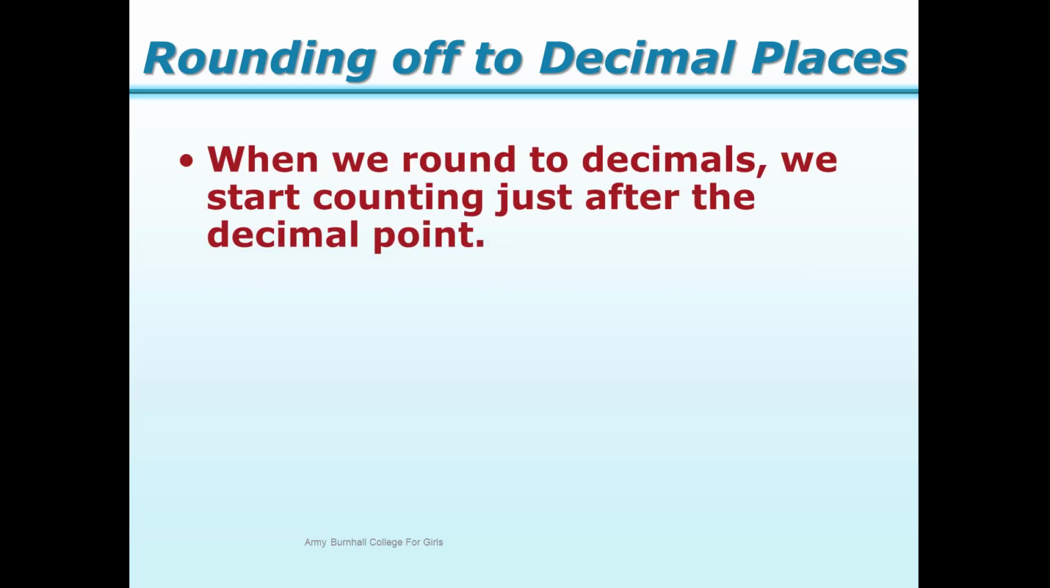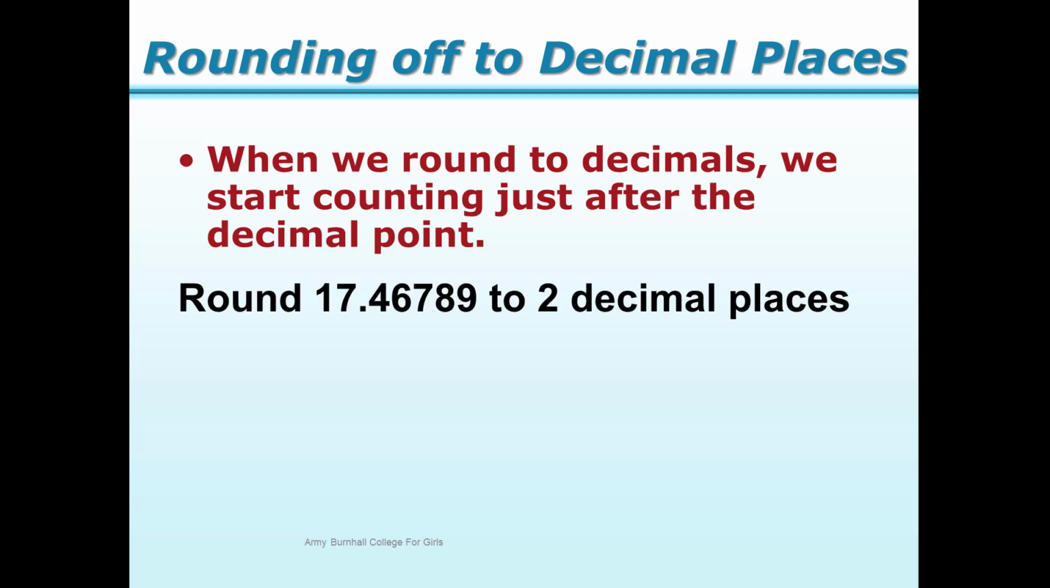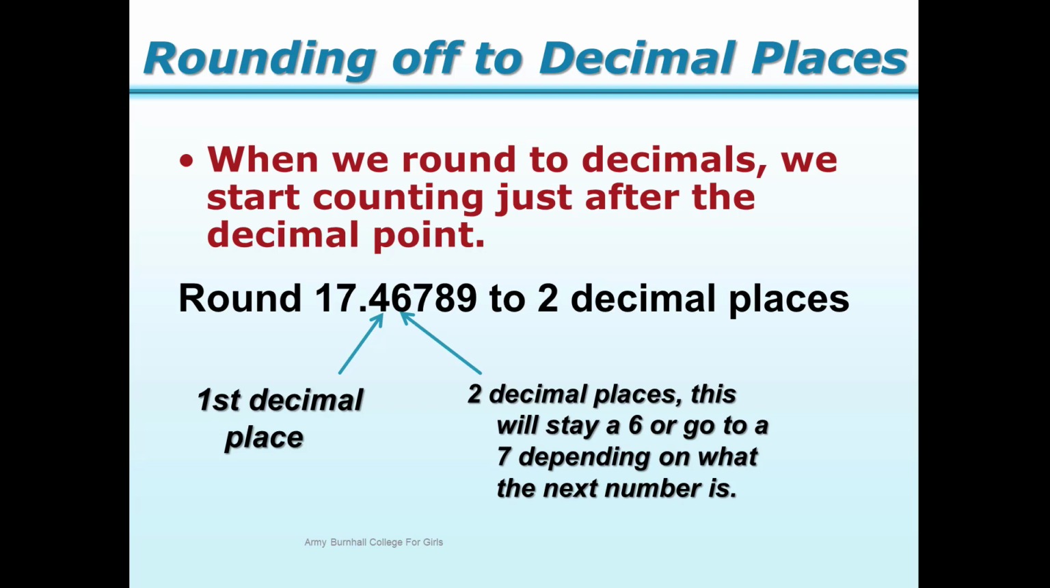For example, if we have a value with a decimal point and we are rounding it to some decimal places, what do we have to do? We start counting just after the decimal point. For example, let's say we have the value 17.46789 to round to 2 decimal places. Okay, because for addition and subtraction of significant figures, we have to round off to some decimal place. So how are we going to round off to 2 decimal places? Let's check that this is the first decimal place and this is the second decimal place, and we have to round off up to this value.